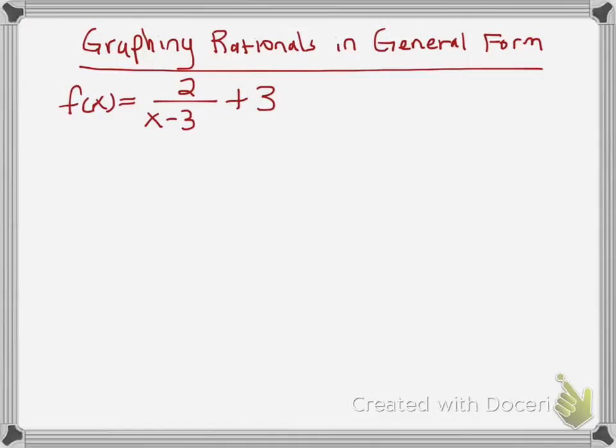First, I'm going to start out with my transformation that would be right or left, and that is going to be our h value. So you can see that in the denominator, it's x minus 3. That's our h value. That's going to tell me right or left, and since it's minus 3, we're going to move to the right, which means we have a vertical asymptote at x equals 3.